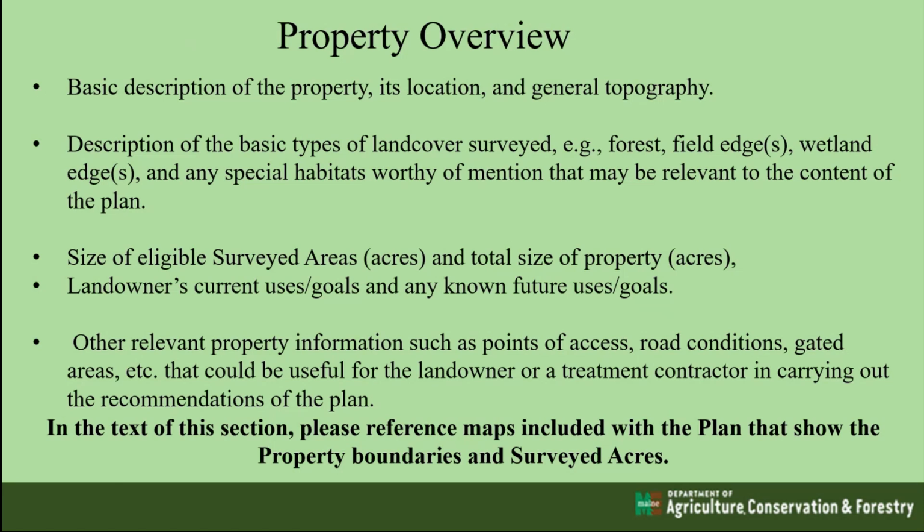The landowner's current uses and goals should also be included in this section. If they currently have a management or stewardship plan or a woodland resource action plan, it would be a good idea to include the goals from that plan in this property overview as well. This is also a good place to include any other relevant property information, such as points of access, road conditions, gated areas, anything that can be useful for the landowner or whoever does the treatments. In the text of this section, please reference maps included with the plan that show the property boundaries and the acres that are surveyed.